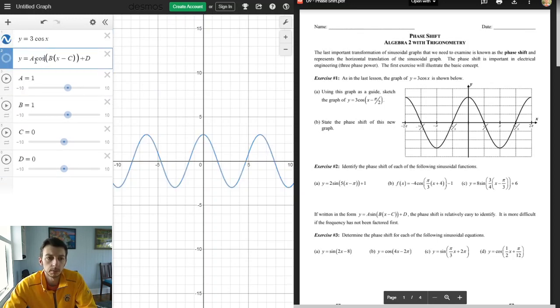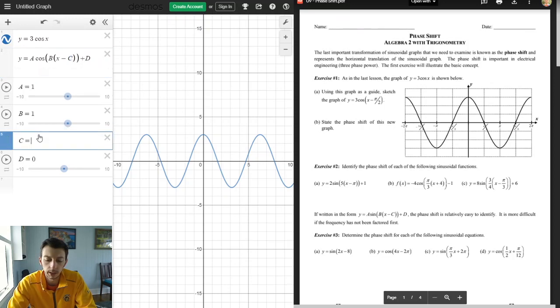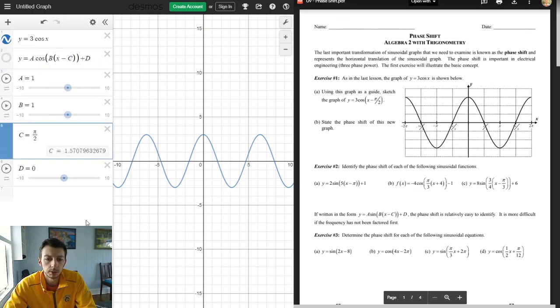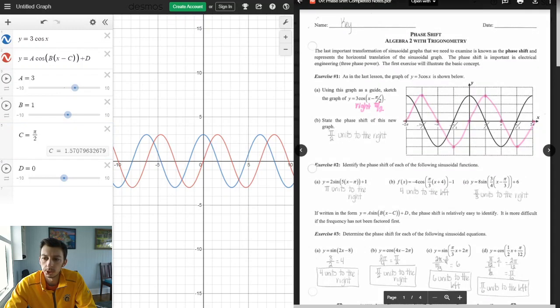I can make this cosine, and then this is the value that we're adjusting here. So if I want to make that pi over 2, you should get a shifted graph. Now I just have to make sure my A is 3, and you're going to get the same thing that we have here on the right. And if you look at the shifted graph, you can see.